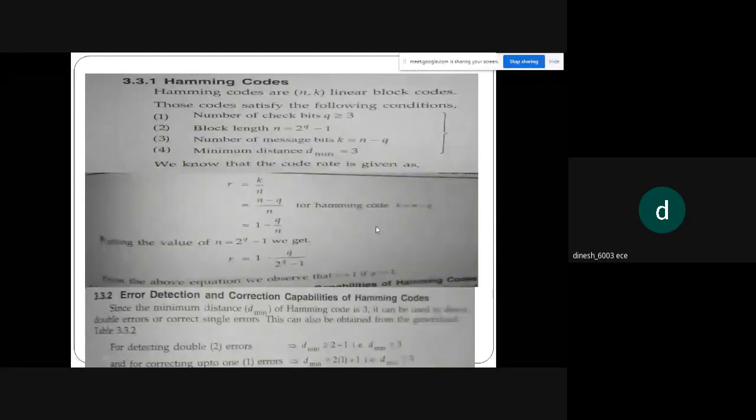From this equation we can approximate that if q is very much greater than 1, we will get r approximately equal to 1. So this shows that we will get approximately 100% efficiency. This is the reason why we concentrate on Hamming codes, since they give approximately 100% efficiency. So r is your code rate or the efficiency, and r will be approximately equal to 1.